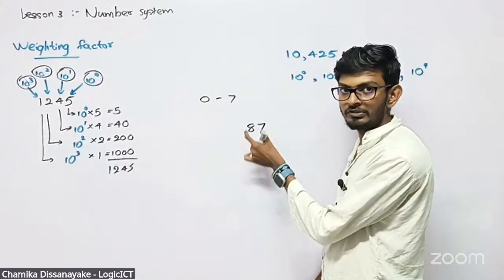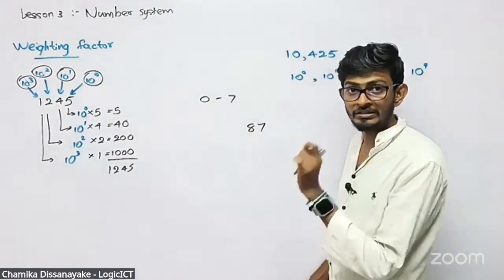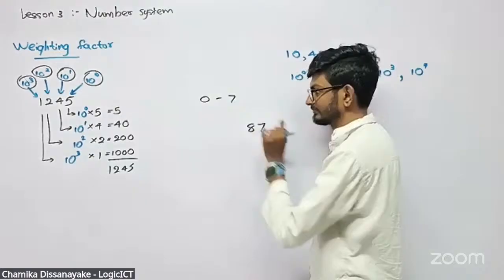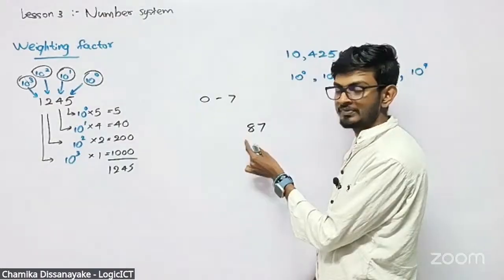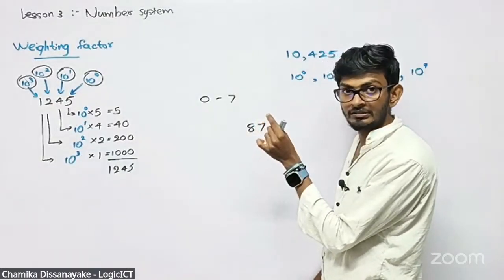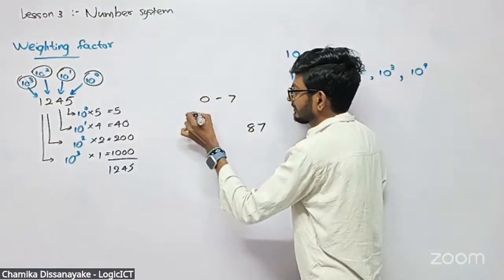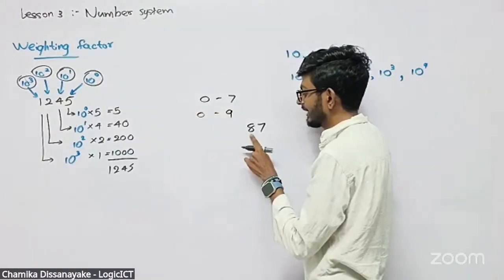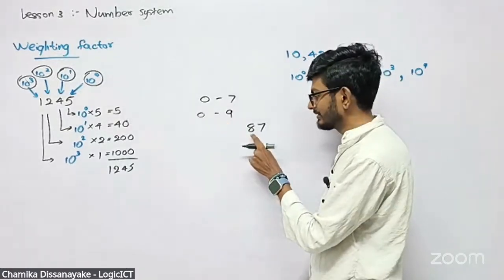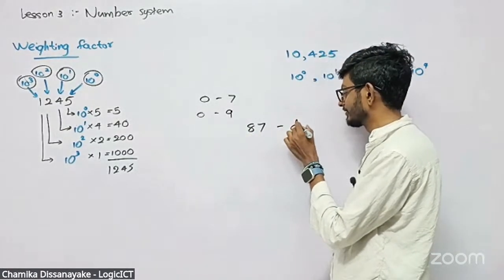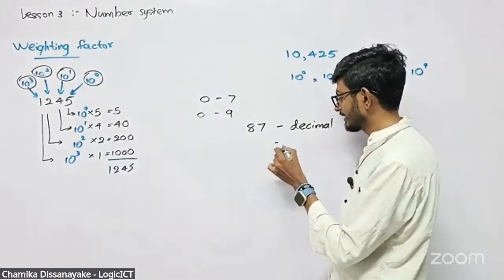No. Because in the octal number system, we have only symbols 0 to 7. That means this cannot be the octal number system. Can this be decimal? Yes, you know the decimal number system has 0 to 9, so 8 is within these symbols. That means this 87 can be decimal, guys. And the other thing, this can be hexadecimal, guys.